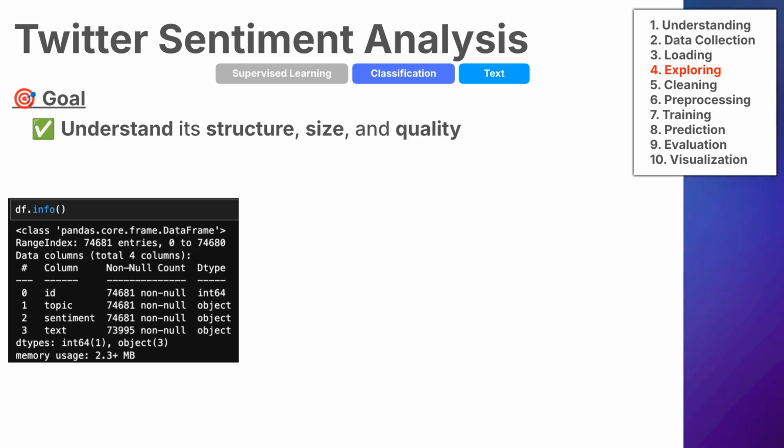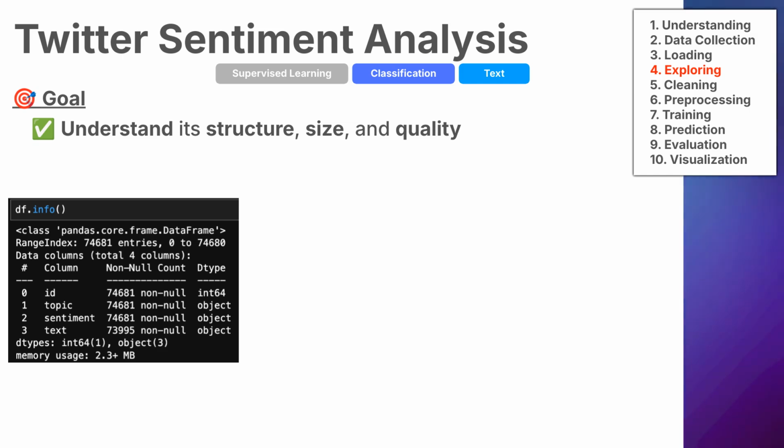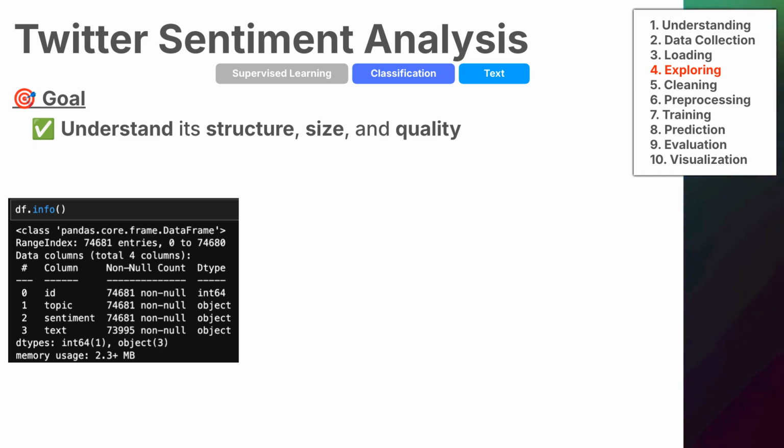For example, the info method tells us about the structure and completeness of the dataset. The dataset contains 74,681 rows and 4 columns. The ID column is an integer and has no missing values. The topic, sentiment, and text columns are of type object. The text column has 73,995 non-null entries, meaning some of them are missing text.